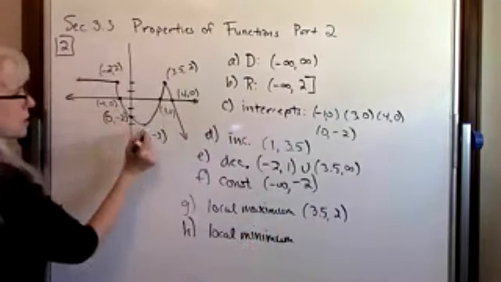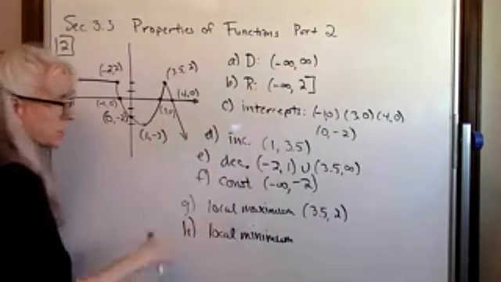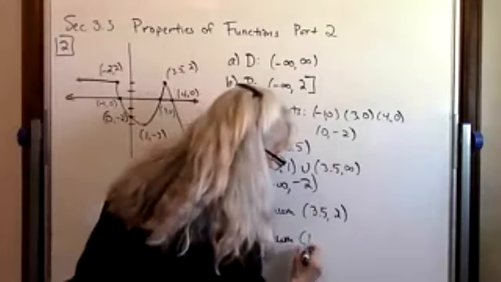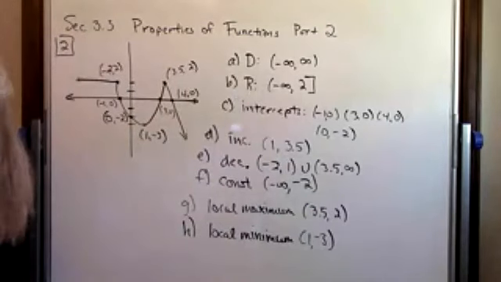And finally, part H asks about local minimum. The local minimum, here's my trough. It's decreasing on one side, increasing on the other. I'm changing directions. So it's 1, -3. Okay, so there's another example that also includes a constant interval.